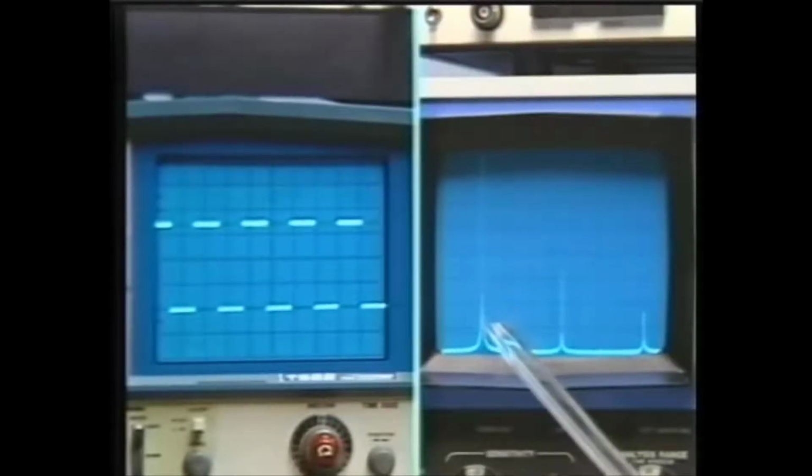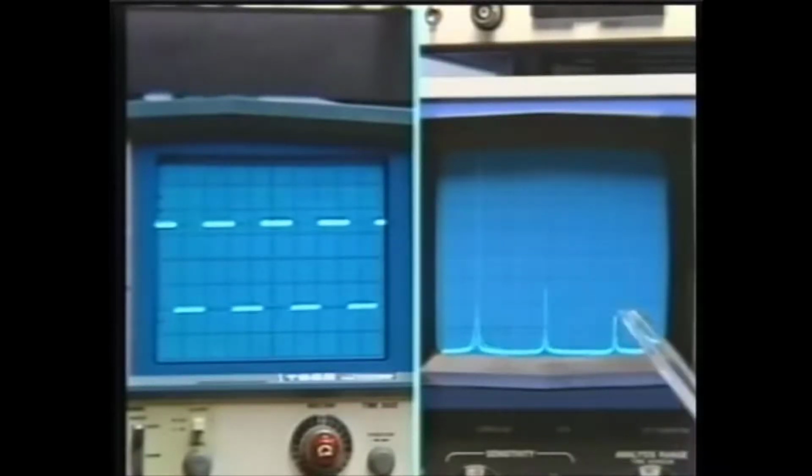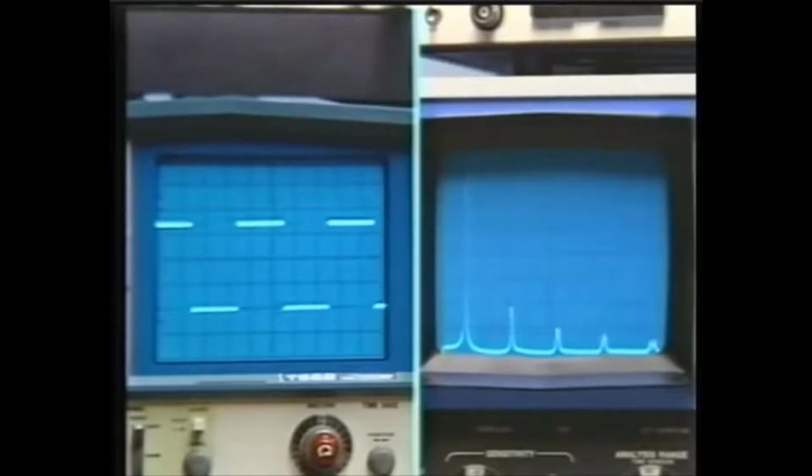So this is the fundamental. The second harmonic is missing. This is the third harmonic, and of course the fifth. And as we take this to an extreme, by going to very low repetition rate square waves, all those harmonics come scurrying in and cluster together near DC. Kind of fun with Fourier transforms.